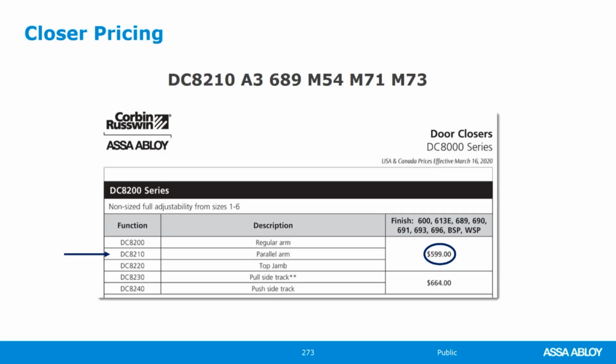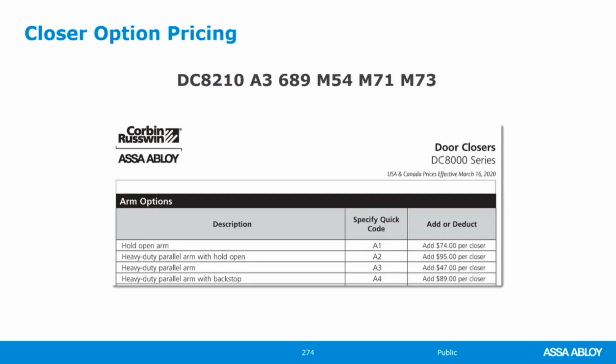Now we need to find the upcharge for the arms. That will be on the next page, on 334. We look at 334. Here's our arm options. This is a condensed version of it. Our heavy-duty A3 arm adds $47 per closer.